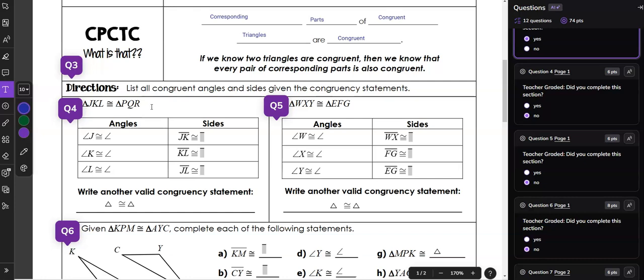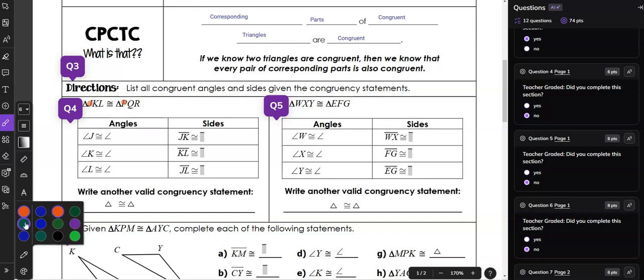Okay, for the next section, we're going to list all congruent angles and sides given the congruency statements. So we have triangle JKL is congruent to triangle PQR. So again, what I want to do is go ahead and color code. Again, the first letter goes with the first letter, so J and P. Second letter goes with the second letter.